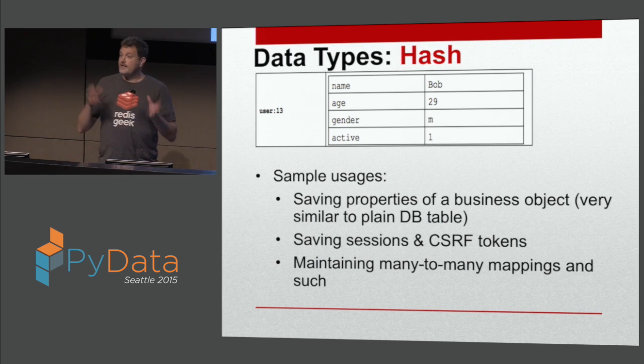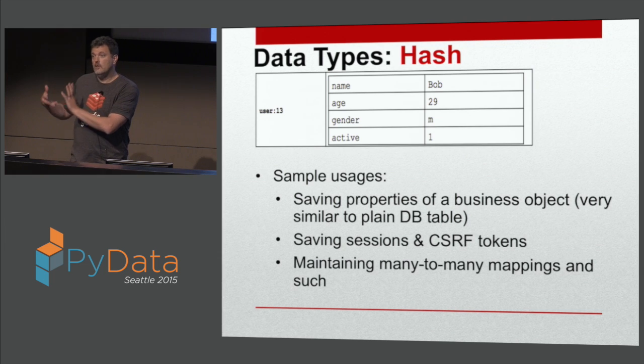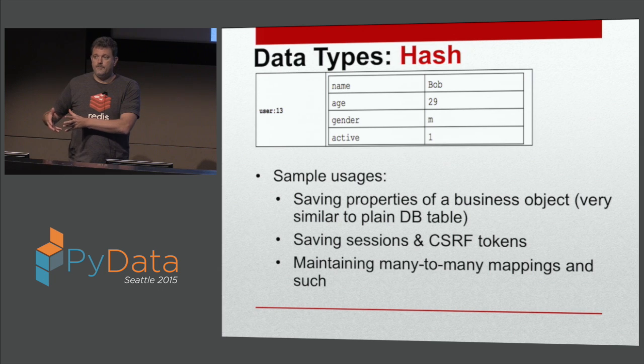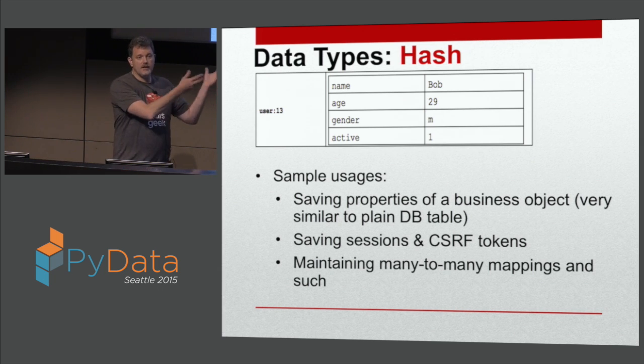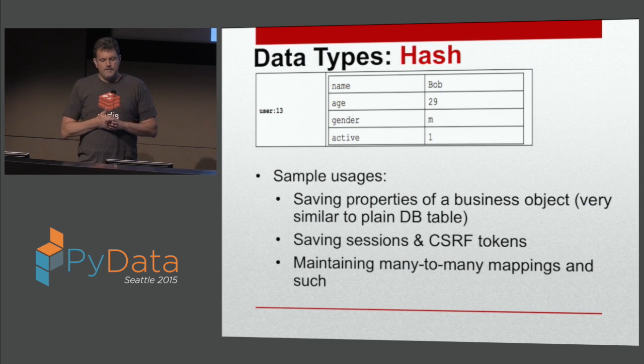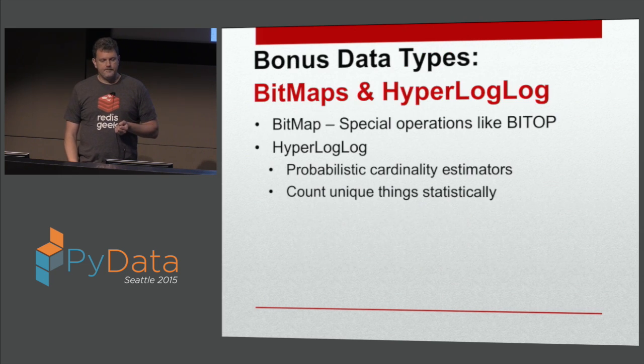This is where you would store data if you're storing, for example, a business object. For example, maybe a person and their characteristics, or an automobile and its characteristics. You can store all that in a hash, and you can keep track of many-to-many mappings that way.